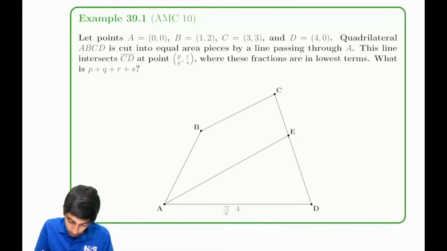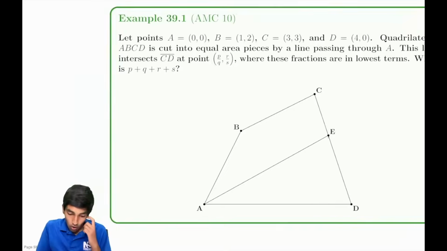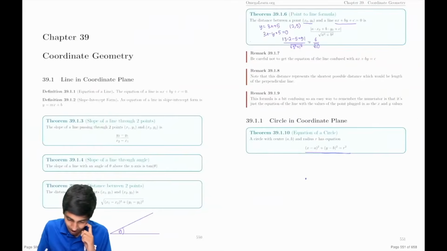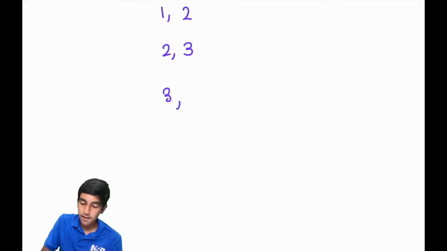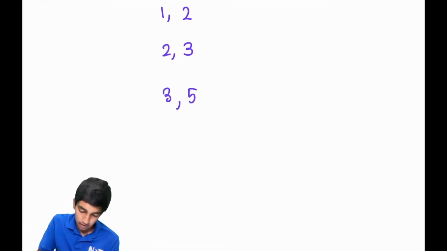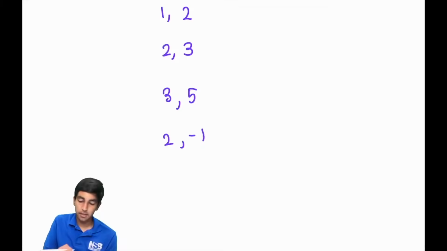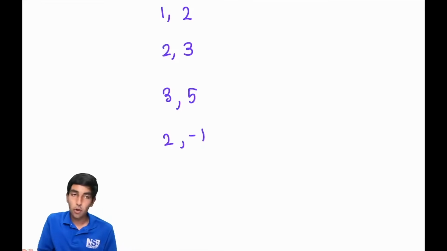This quadrilateral we have over here is cut by a line. Also, another thing that I think is missing from here, I'm not sure why, I'll add it later, is the Shoelace formula for finding the area of any polygon when you have its coordinates. For the sake of simplicity, let's just take a triangle, though of course anything will work. Let's say we have (1, 2), (2, 3), (3, 5), and then (2, -1), something like this. So we just took 4 points.